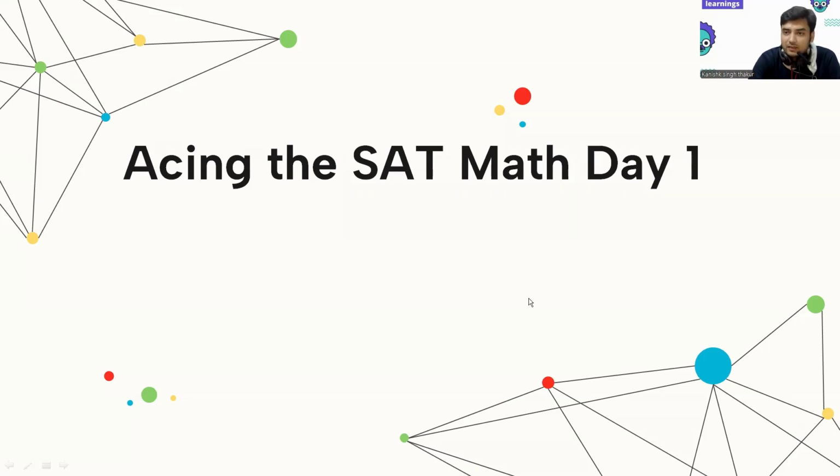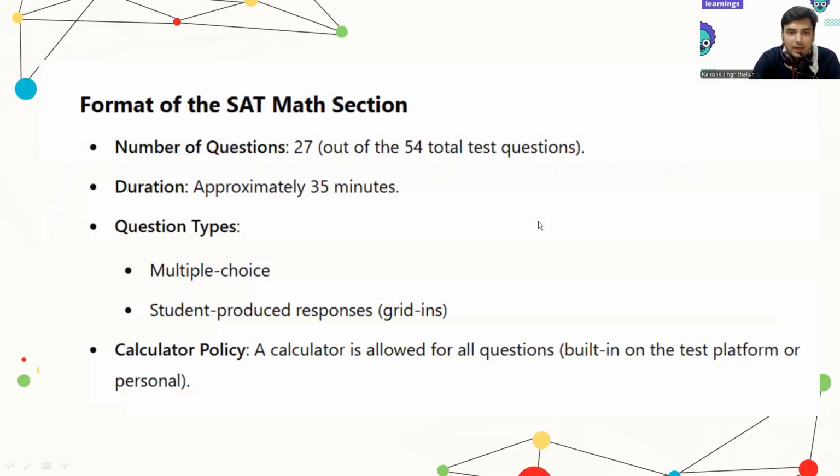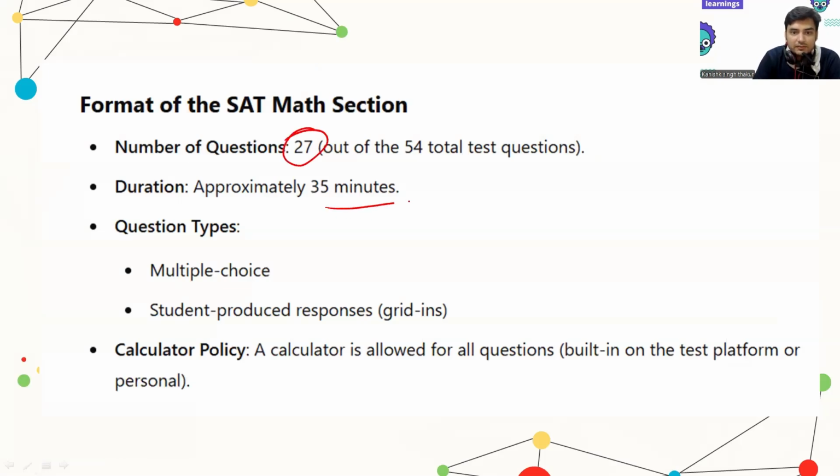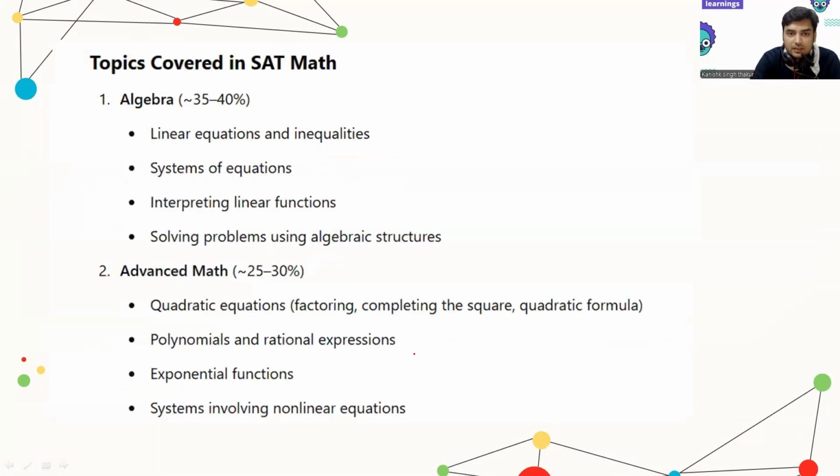So you must be aware that for mathematics, you have to score about 800 points. There are total 54 questions, so there are 27 questions in mathematics for which you have approximately 35 minutes. These are all multiple choice questions and a calculator is allowed, which is built into your test platform.